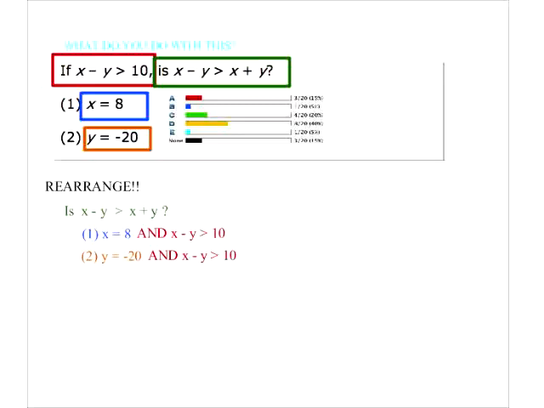A couple of you have been rearranging the question, so let's do that real quick. You can play with this question a little bit. Is x minus y greater than x plus y? You can take x away from both sides of this question. And so you wind up with, is negative y greater than y? You can add y to both sides of that. So you get, is 0 greater than 2y? So that's the same as asking, is y negative?